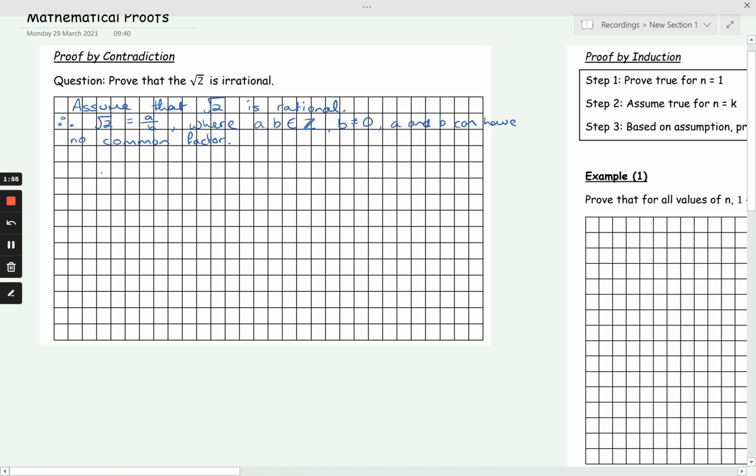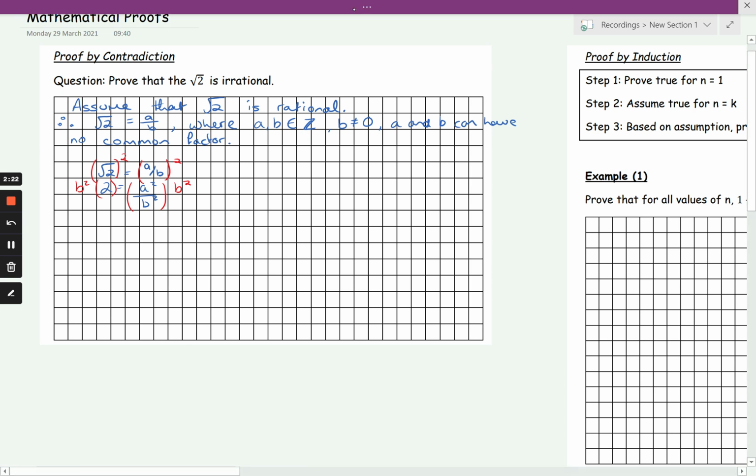Now we're going to take the equation we've just set up, which is the square root of 2 is equal to a over b. I'm going to square both sides to try and get rid of that square root. So when I square both sides, I now have 2 is equal to a squared over b squared. To get rid of my fraction, I'm going to multiply both sides by b squared. And when I do that, I get a squared is equal to 2b squared.